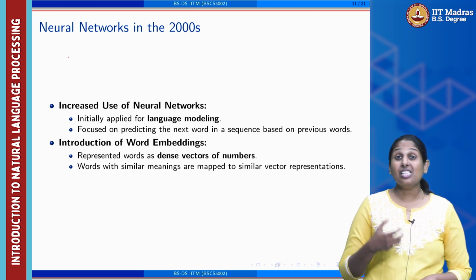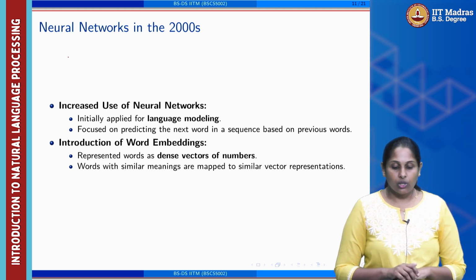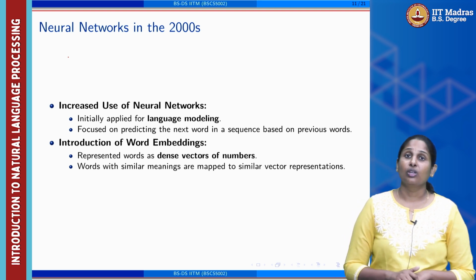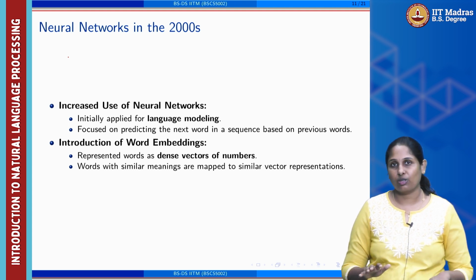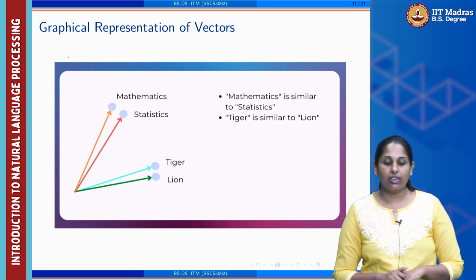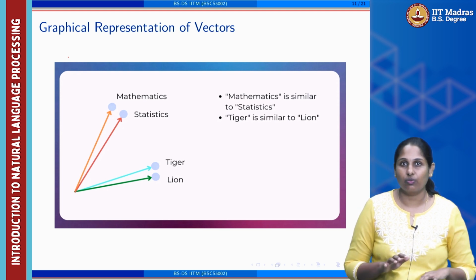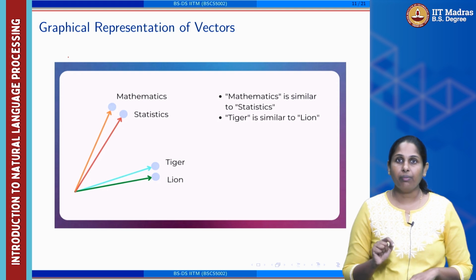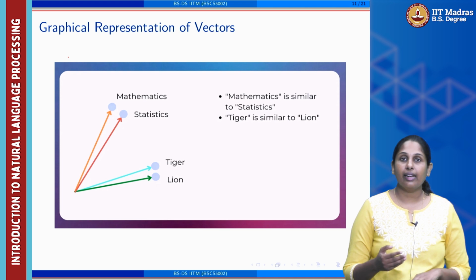That means each word will have its own unique vectorization. Words with similar meanings are mapped to similar vector representations. This proved that there is a very clear understanding and relationship across words in languages. For example, with words like mathematics and statistics, there is a similarity across these words. Each word vector has its own identification number, but both mathematics and statistics look similar. Similarly, lion and tiger.